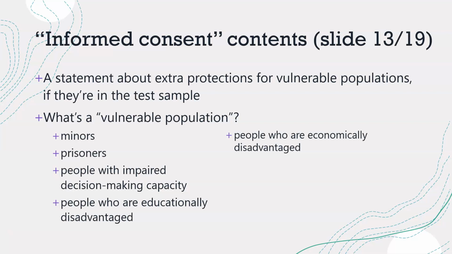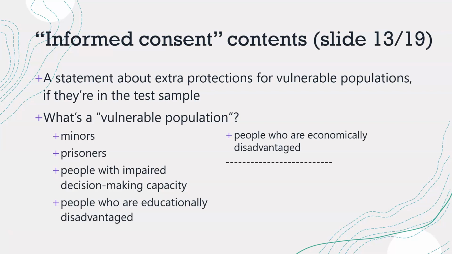So minors, why are they vulnerable? Well, kids often do what adults tell them to, even if it's not in their best interests. Prisoners, they are subject to being told what to do all the time. They don't have the right to refuse. Somebody who has impaired decision-making capacity, if they're mentally disabled or somehow ill and can't make a good decision, you can take advantage of them very easily. Similarly, people who are not well-schooled could be fooled by big words. People who are poor, you can manipulate them because you have money, they don't, and they'll do things for money.